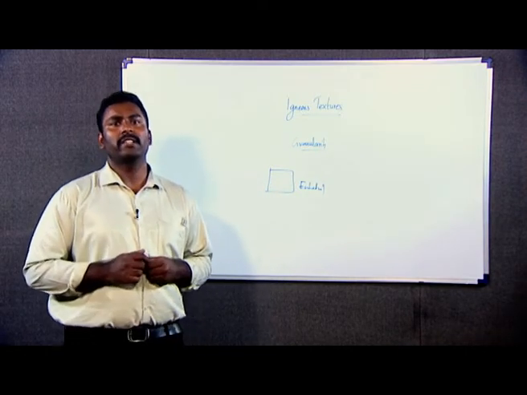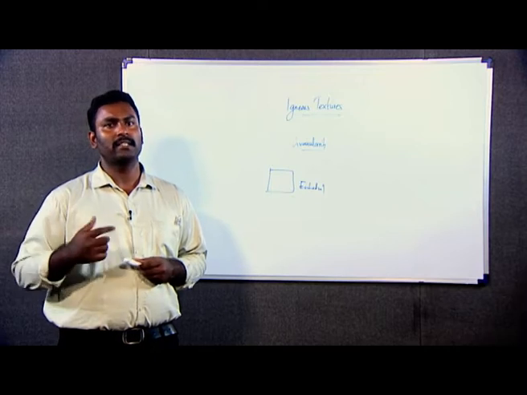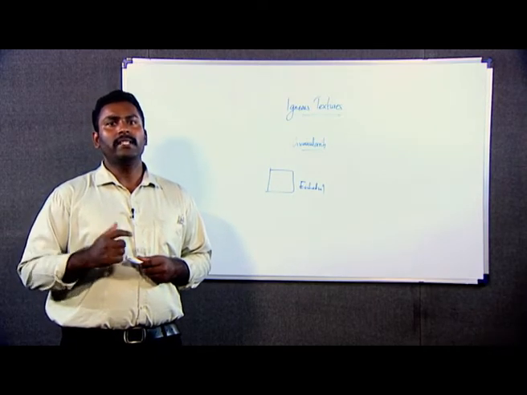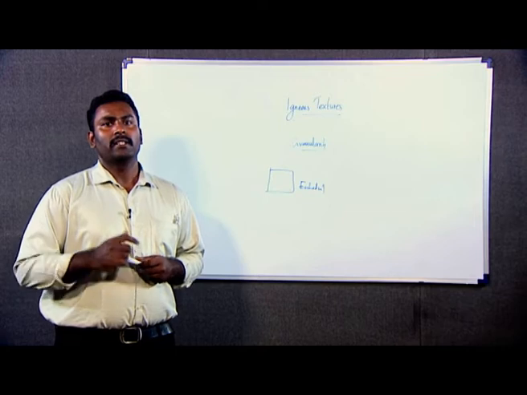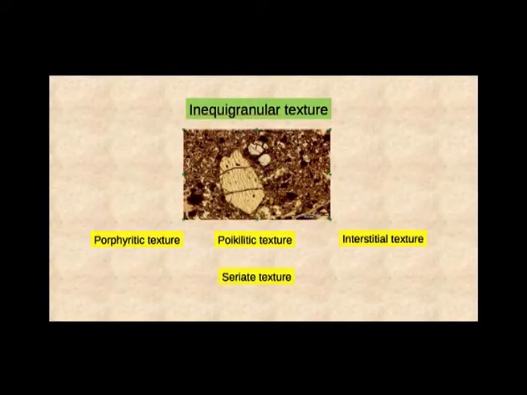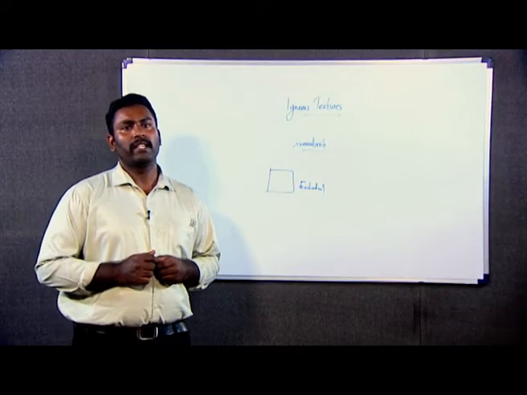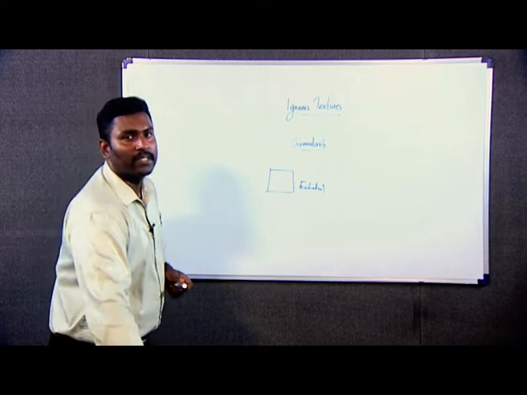Now the next texture is the inequigranular texture. As the term implies, in inequigranular texture we can see that the crystals are of different sizes. We can see larger crystals and we can see smaller crystals. So that type of texture is known as inequigranular texture. There are different types of inequigranular textures. The first one is porphyritic texture, then we have poikilitic texture, interstitial texture and seriate texture. So we can see the first one, that is the porphyritic texture.